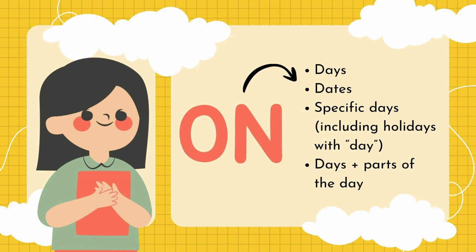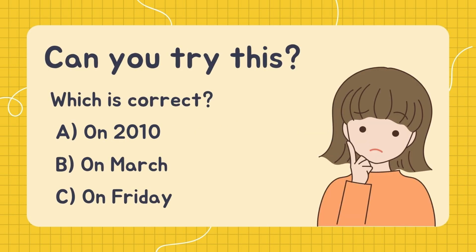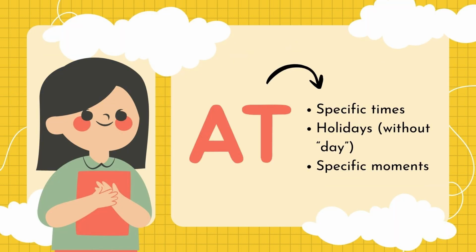Imagine a calendar. We place events on the calendar. Here's a tip. On equals a specific day or date. Can you try this? Which is correct? A, on 2010, B, on March, C, on Friday. The answer is C. Now, let's talk about the most specific preposition of time, at.